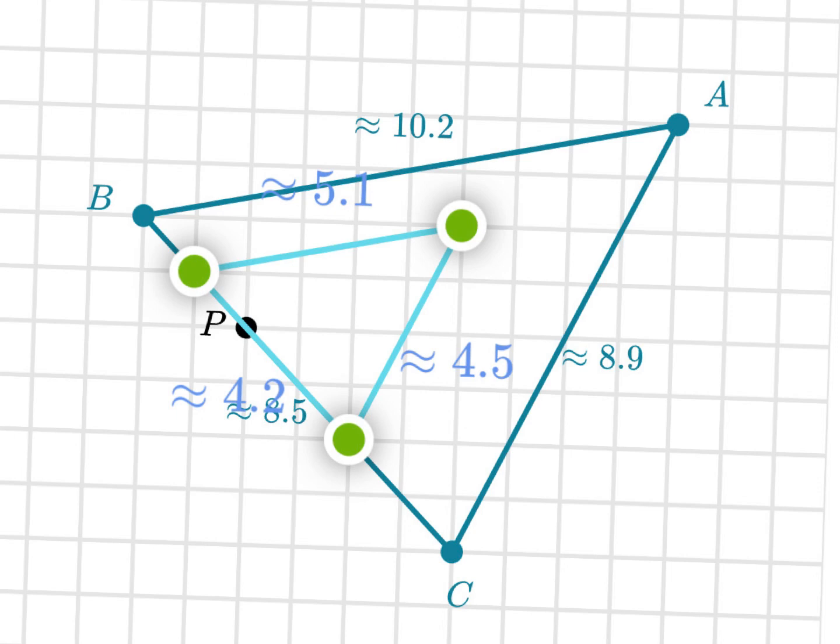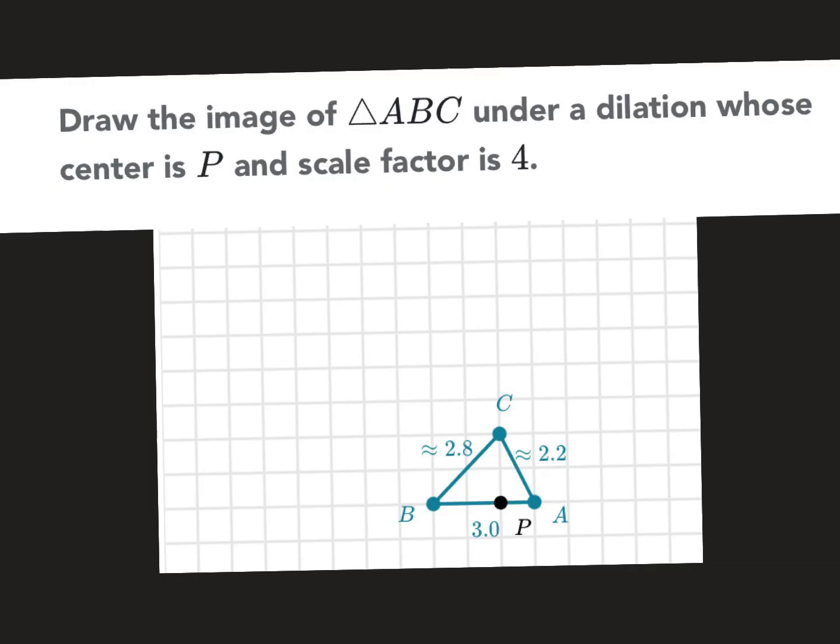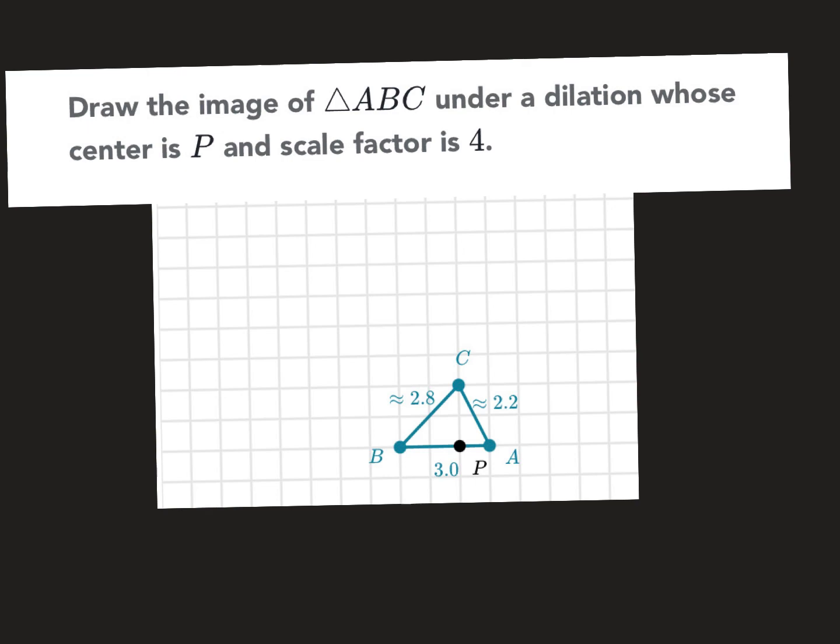And this was about 8.5, and now in the image it's 4.2. So we have created a copy of the image that is half the size and where each coordinate is half the distance away from the center point. So now I'm going to do one in reverse. Instead of it being a smaller image, now because we've got a scale factor of 4, it's going to be a larger image than the pre-image.